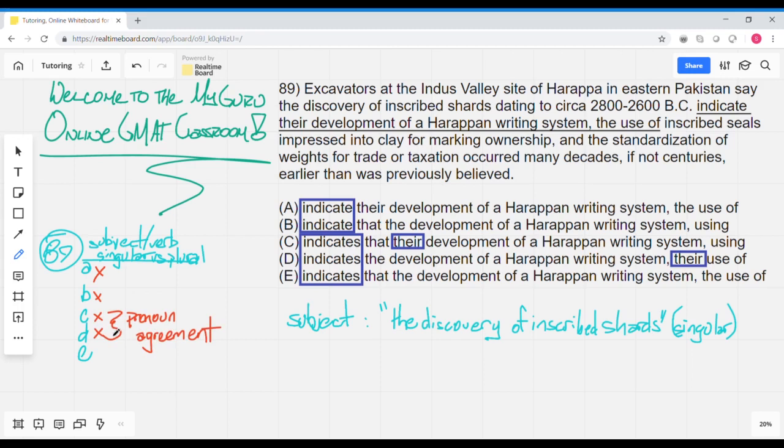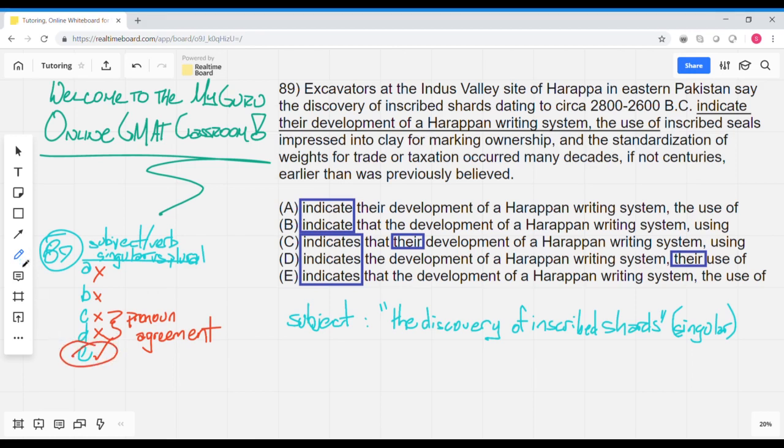Reading back through the sentence using choice E, we find that excavators at the Indus Valley site of Harappa in eastern Pakistan say the discovery of inscribed shards dating to circa 2800 to 2600 BC indicates that the development of a Harappan writing system, the use of inscribed seals impressed into clay for marking ownership, and the standardization of weights for trade or taxation occurred many decades, if not centuries earlier than was previously believed. That articulates the intended meaning.